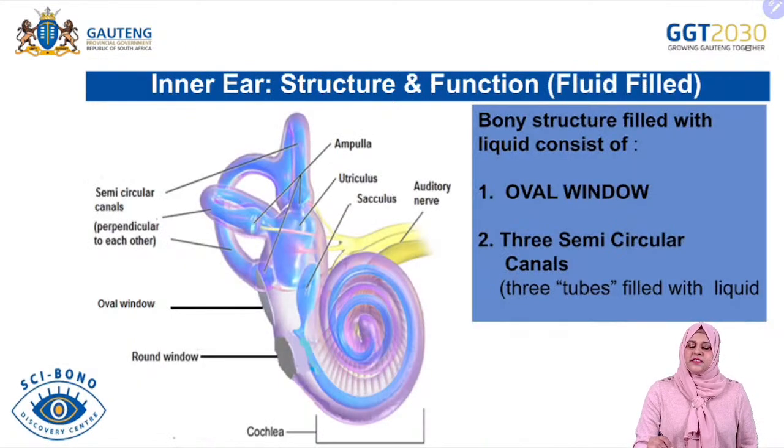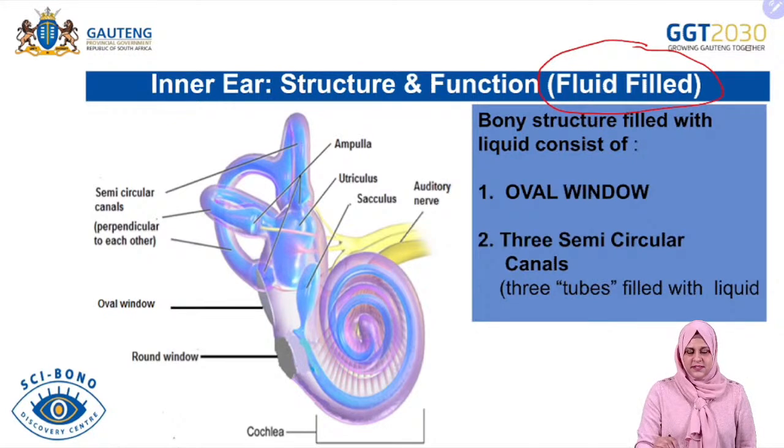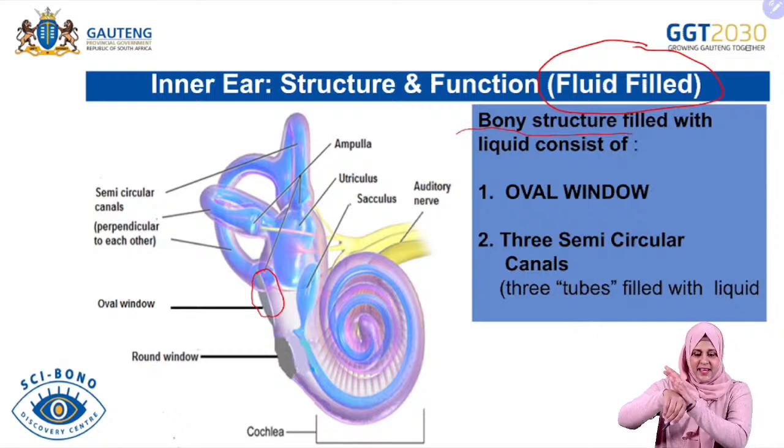Right, we're now looking at the structure and function of the inner ear. Now, if you look at the inner ear, it is fluid-filled. Outer ear, middle ear is air-filled. The inner ear is fluid-filled. It is a bony structure, guys. It's a bony structure filled with liquid. And it consists of this window called the oval window here. Remember, the stapes is lying against it. The foot plate of the stapes is lying against it.